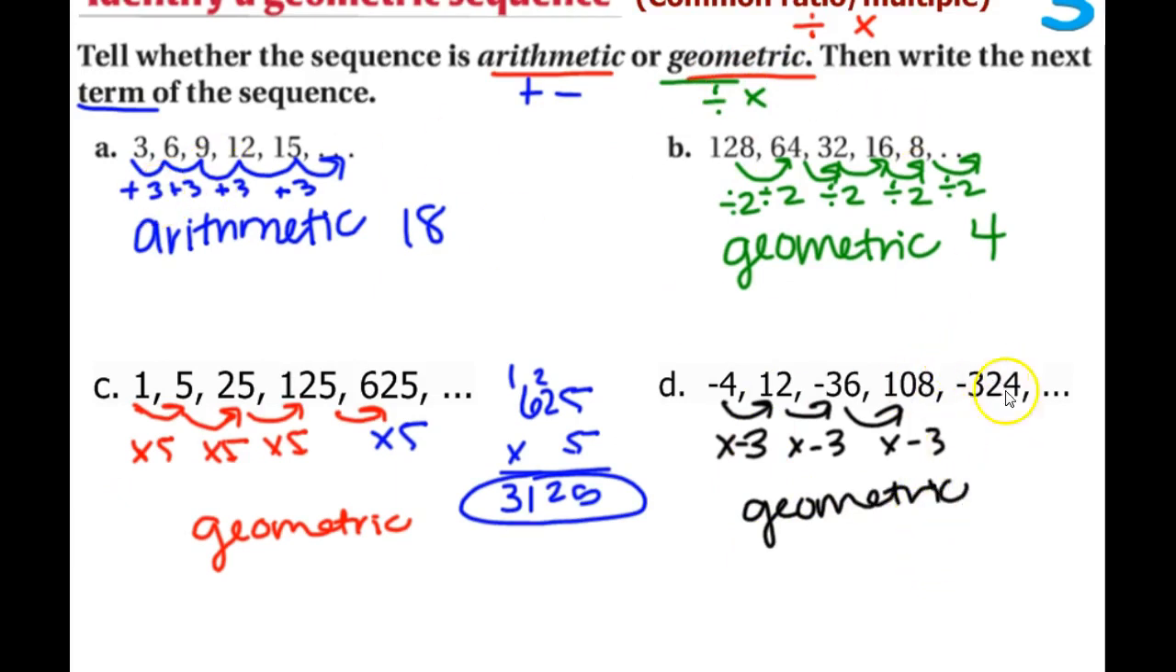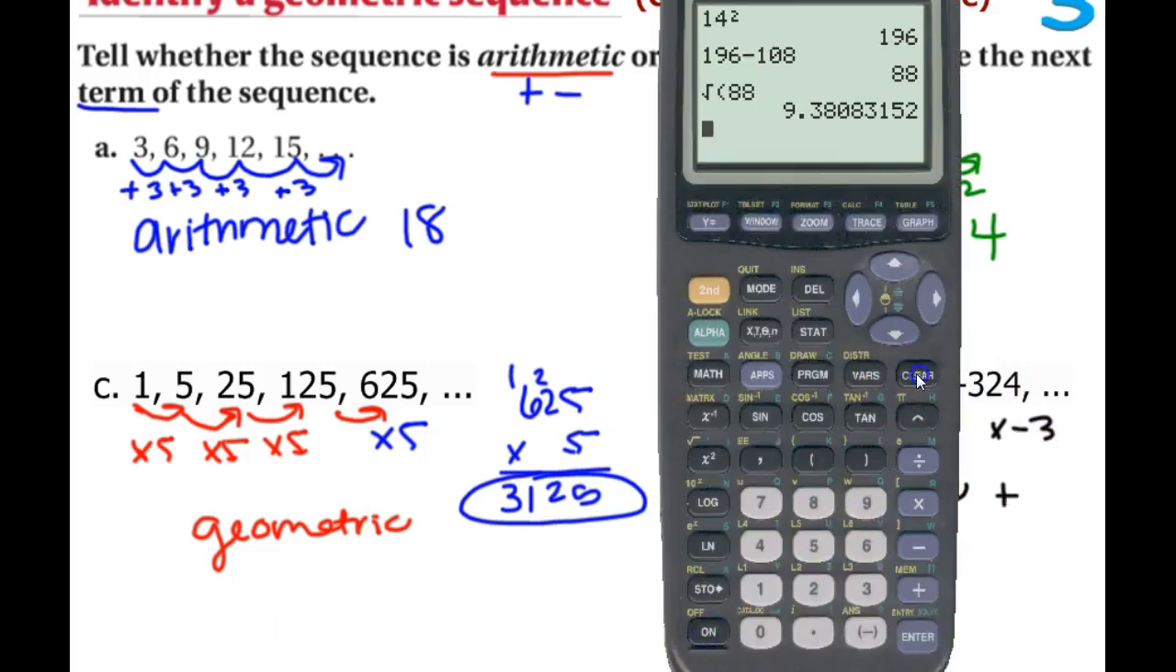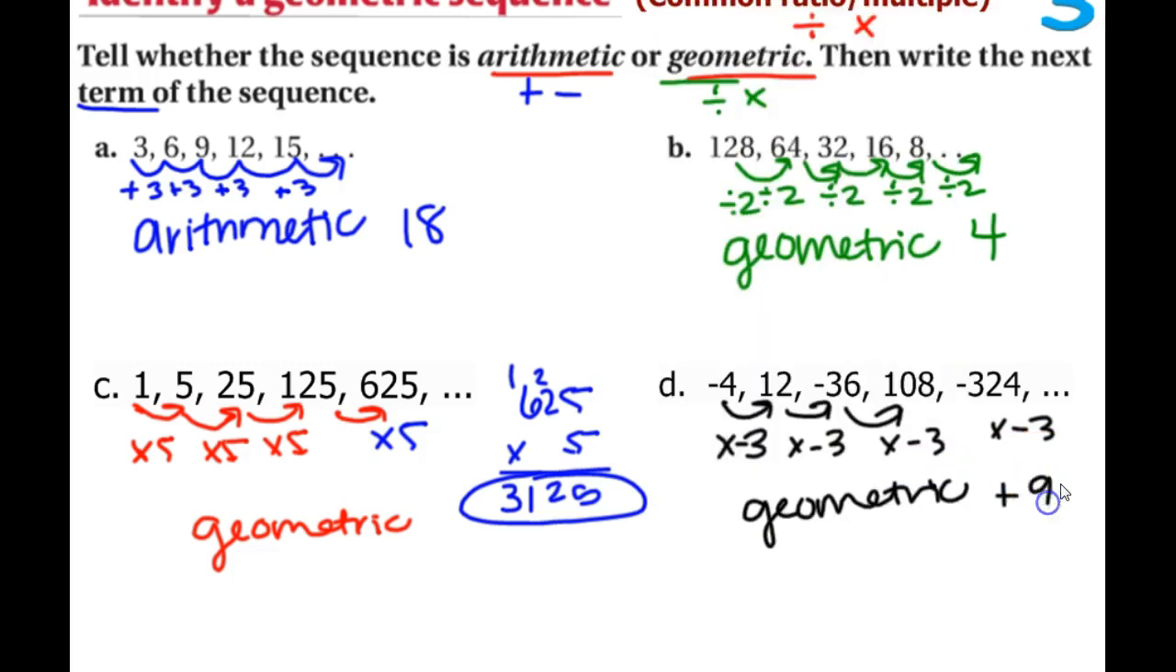And then the next term of the sequence, it goes positive, negative, positive, negative, positive. So if I'm multiplying by a negative 3 again, those are going to make a positive. Well, 324 times 3. Negative 324 times negative 3 gives me 972.